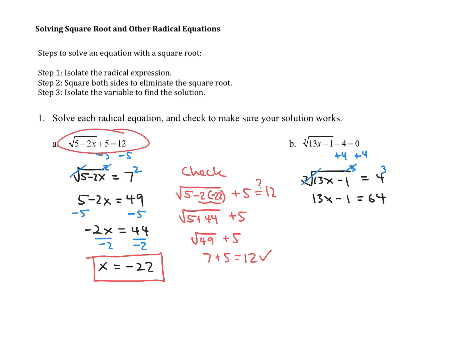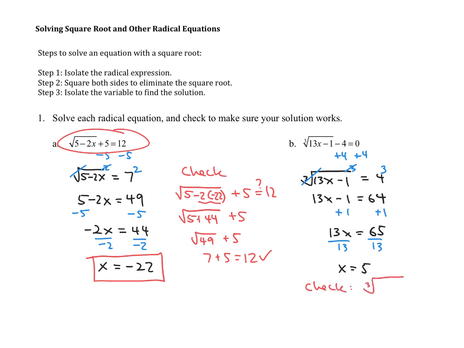And then I continue solving for x. Add 1 to both sides. 13x equals 65. Divide both sides by 13, and x equals 5. But again, let's check and make sure our answer works.